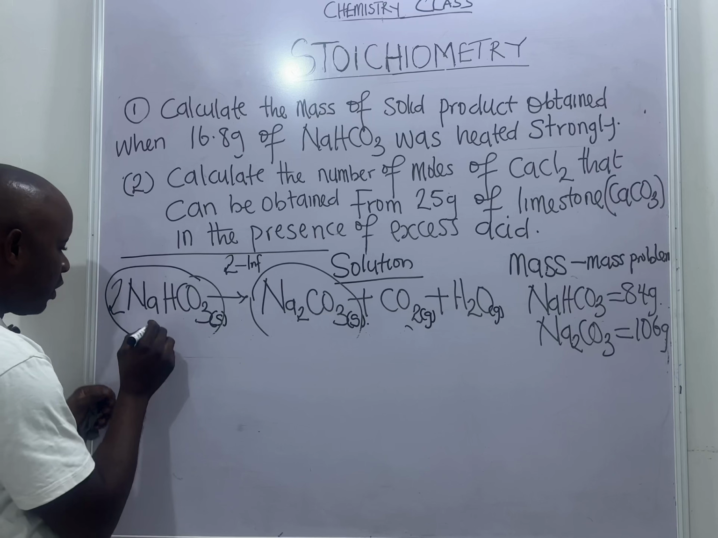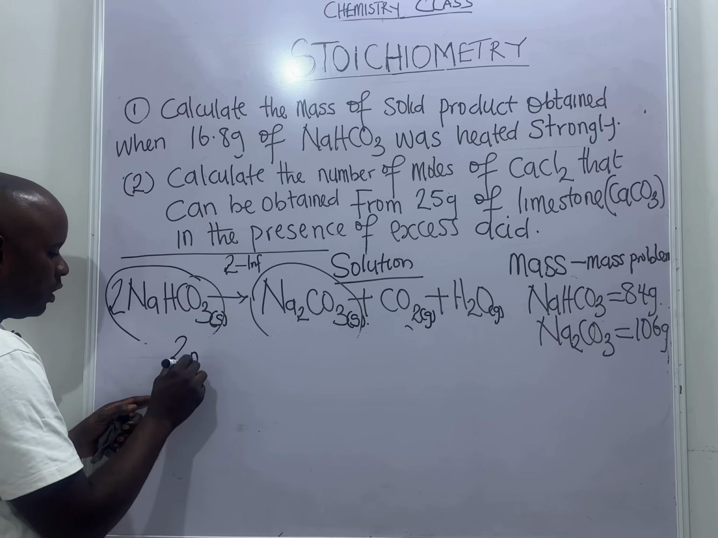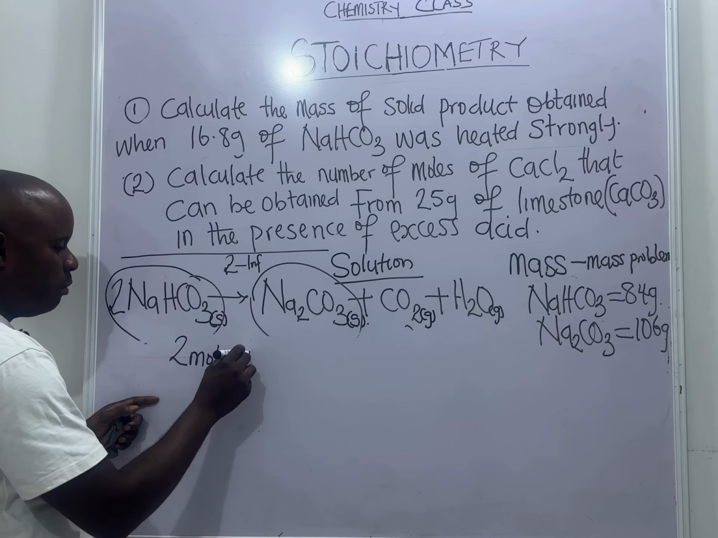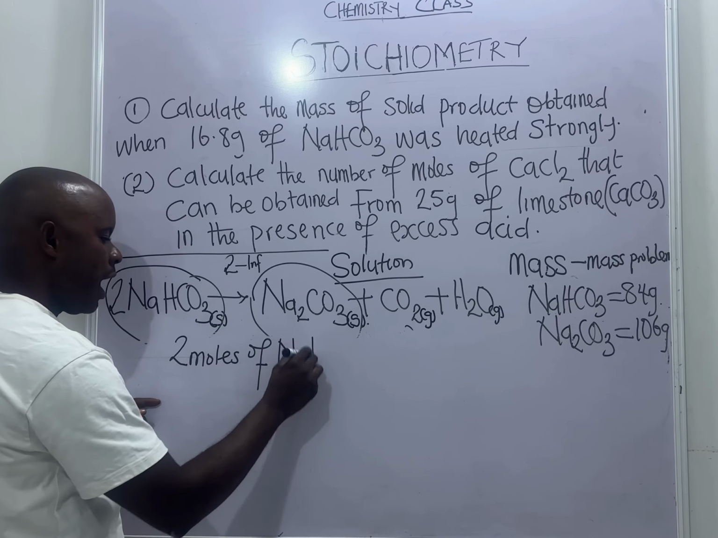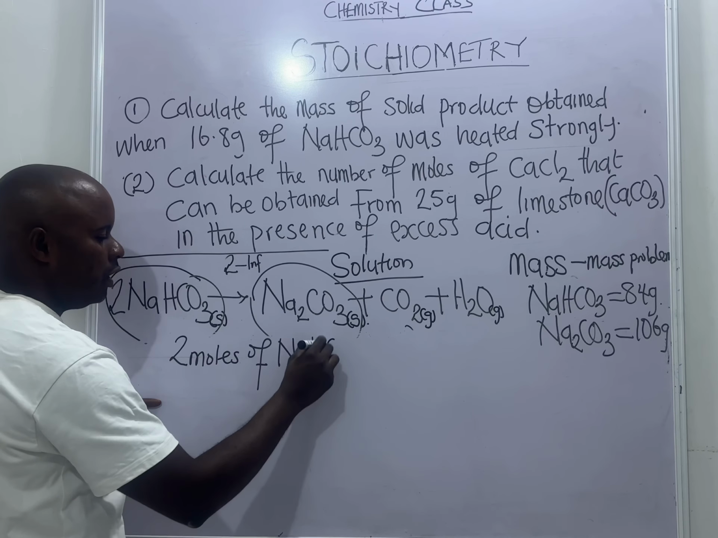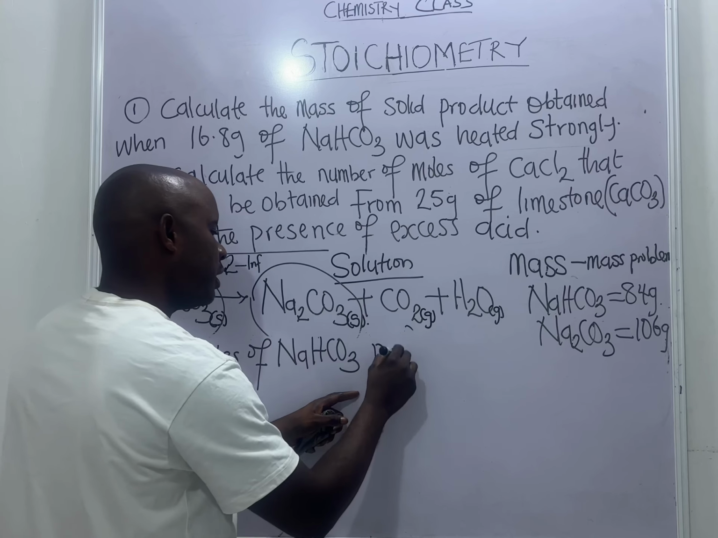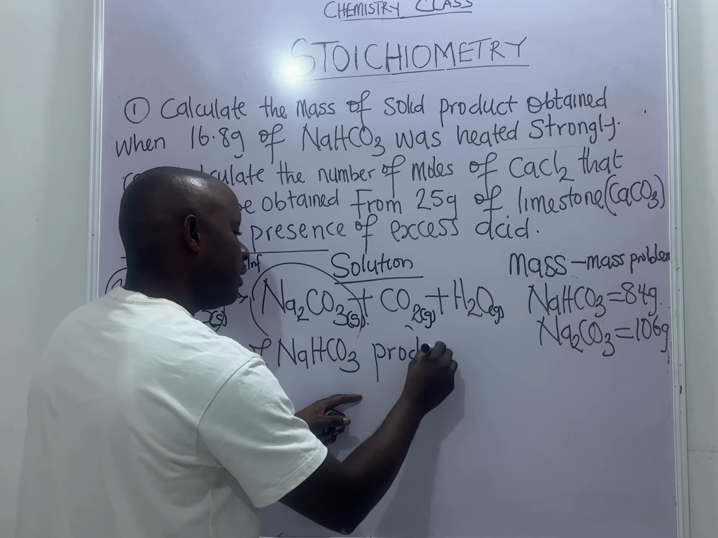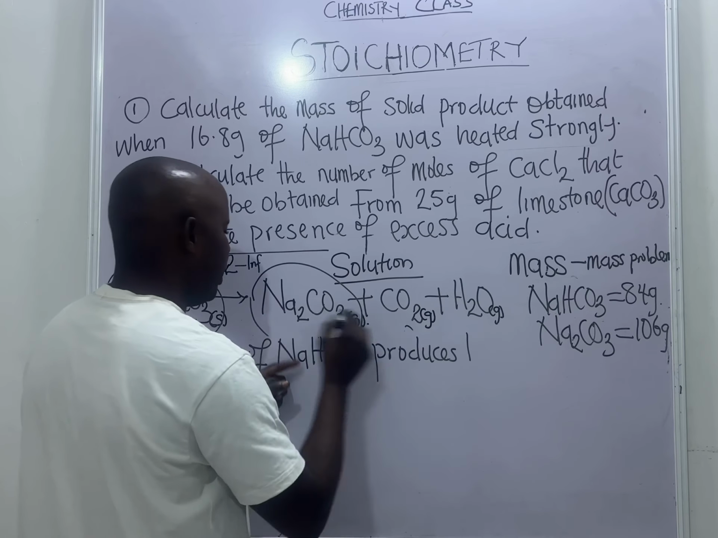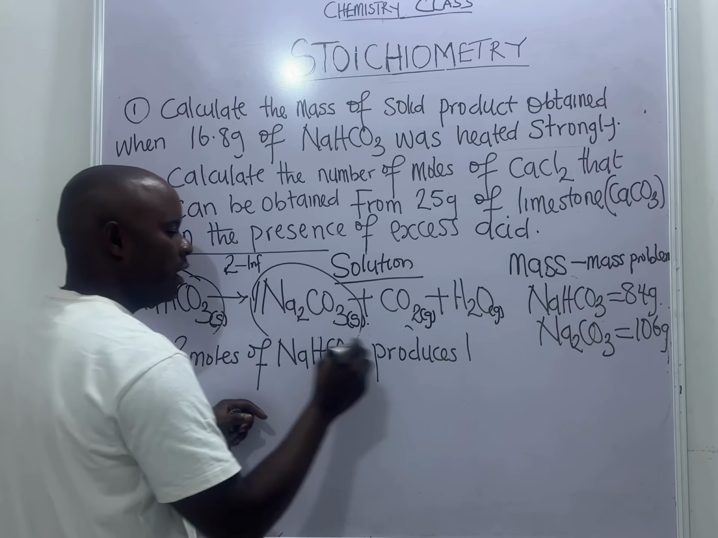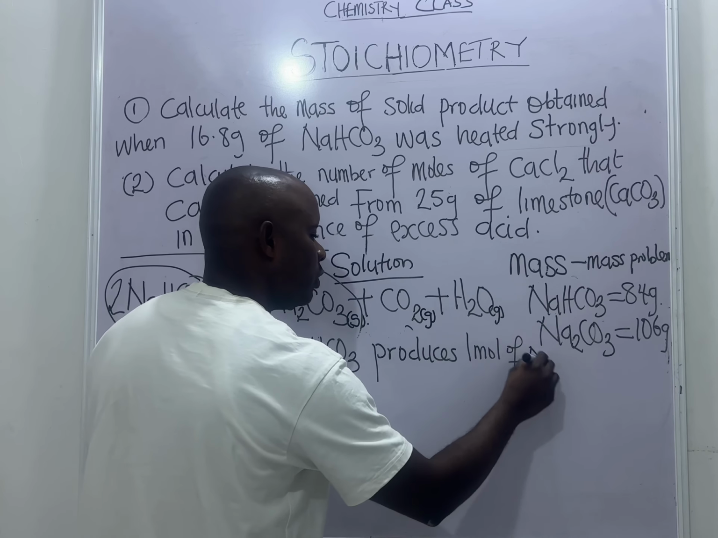We can infer that for us to write a statement from this question, we can say that 2 moles of sodium hydrogen trioxocarbonate produces 1 mole, because we have only 1 mole here, we have an invisible 1 here, 1 mole of sodium carbonate.